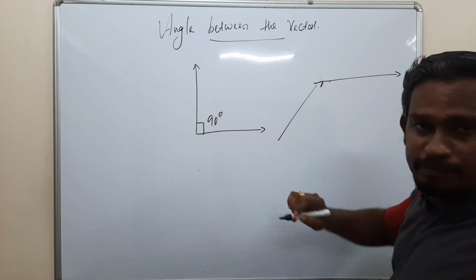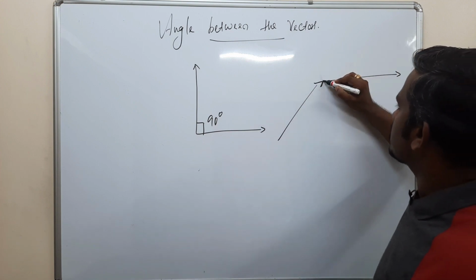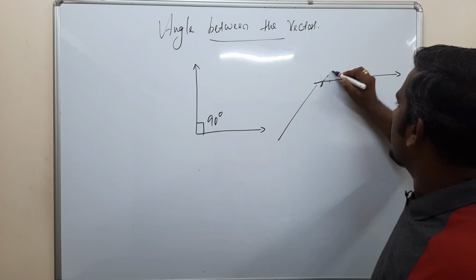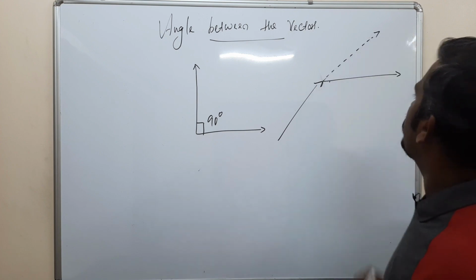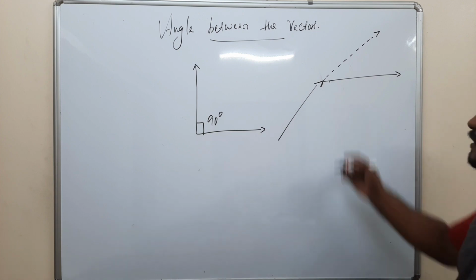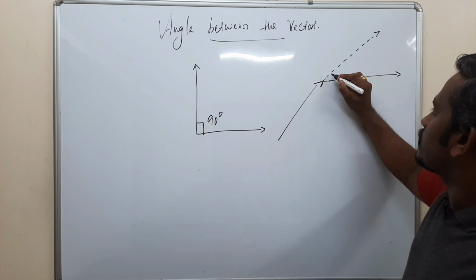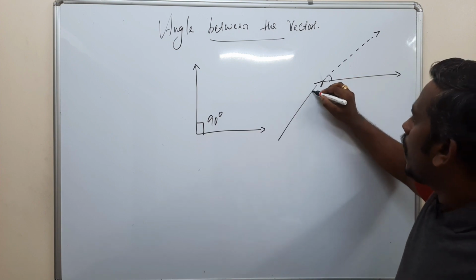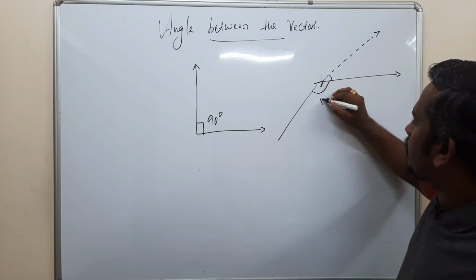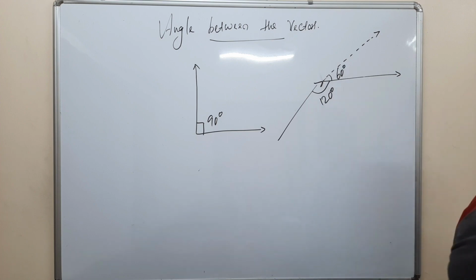So, parallel shift. Okay, we are shifting this vector like this. So, we are making the parallel shift of the vectors. So, the same meaning only. Now, we can find the angle between the vectors. So, this is the angle between the vectors. Suppose this is 120 degree. Okay, 120 degree. So, what about this angle? That is the 60 degree. Clear?